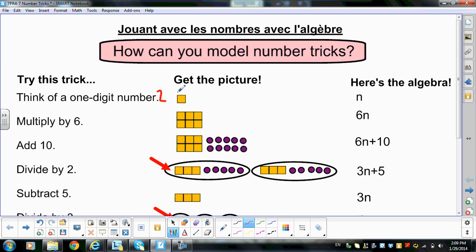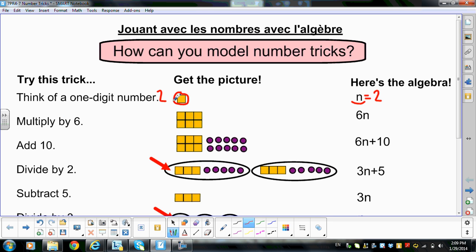So every time I see one of these yellow cubes, it's going to represent my number I chose, which is 2. So this n over here, this just means the number I chose. So my n is equal to 2. If you chose 5, then your number, your n, would be equal to 5. I'm going to keep going with the one that I chose.